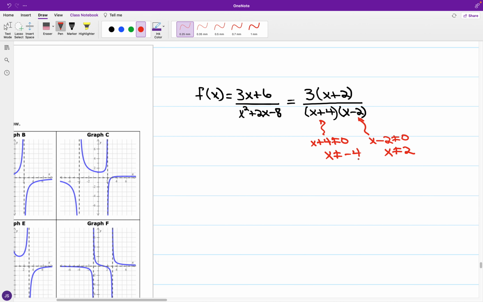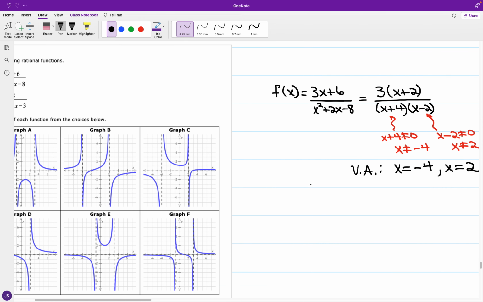If you notice, neither x plus 4 nor x minus 2 will cancel out, since we don't have anything like these in the numerator. Because x plus 4 and x minus 2 remain, we have our vertical asymptotes at x equal to negative 4 and x equal to 2. So these are the vertical asymptotes.